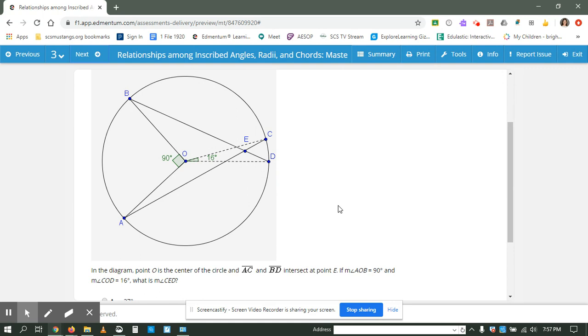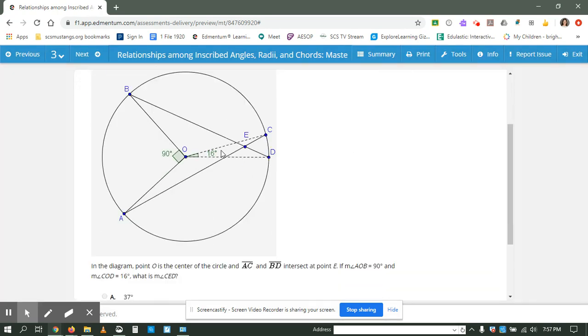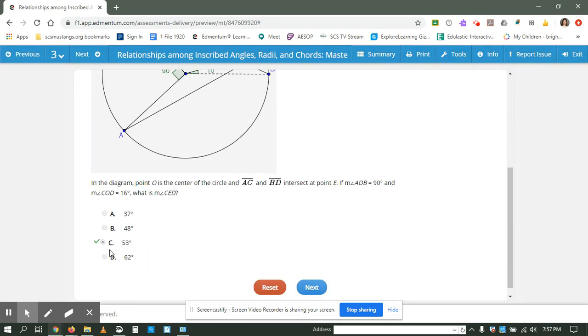This is not something that we covered in class, and I know the lesson went through it and did it, but I'm just going to go ahead and give you the answer for this one. The answer is 53, or C. I don't know if your multiple choice is going to match up and be exactly the same as mine, so double check and make sure you are picking the 53.